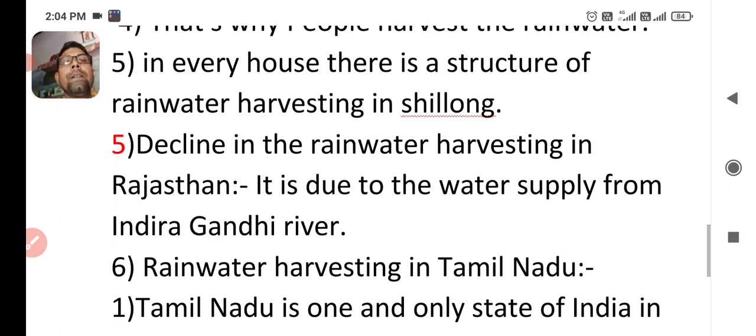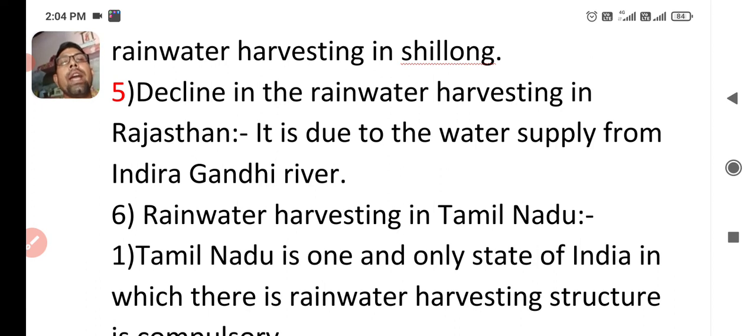And the next point, the fifth major point, decline in rainwater harvesting in Rajasthan. In the previous points, we learned that structures of rainwater harvesting made in Rajasthan are named Tankas, and how they collected the rainwater. But on the other hand, there is a decline in rainwater harvesting in Rajasthan. Why? Because of the water supply from the Indira Gandhi Canal. The Indira Gandhi Canal supplied water to the people of Rajasthan. That's why they decreased rainwater harvesting.